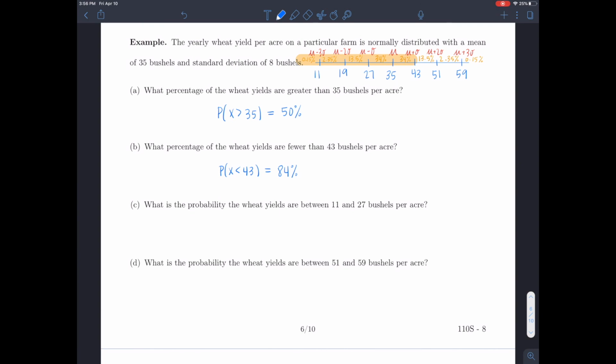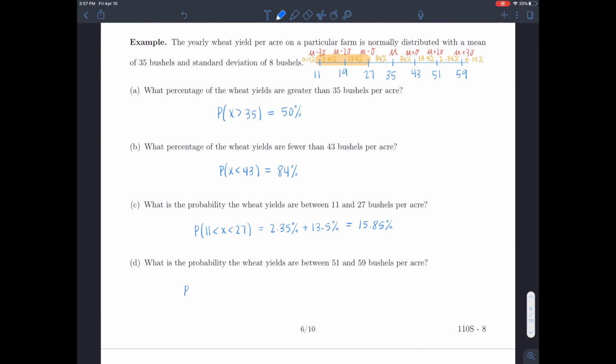In part C, it asks what is the probability that it is between 11 and 27. So writing this out in probability notation, I have that x is between 11 and 27. And so what I'm going to do here is I'm going to add up all the probabilities starting at 11 all the way until 27. So not including this 0.15 and not including this 34. And so when I add these together, so this is 2.35% plus 13.5%. When you add those together, you get 15.85%.